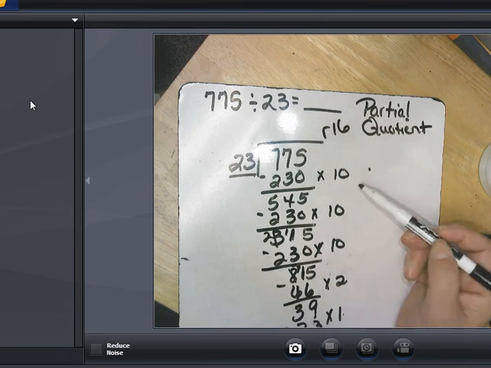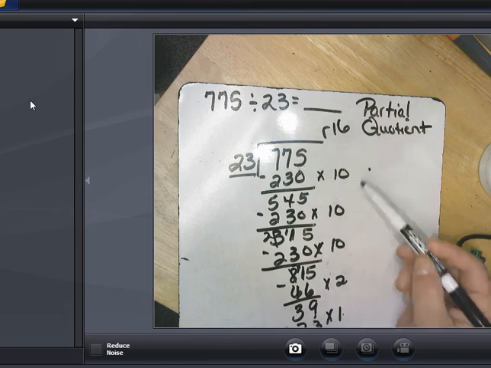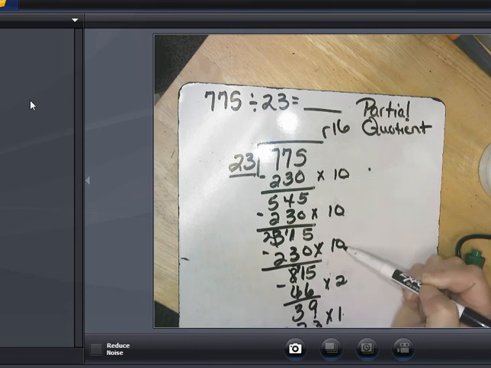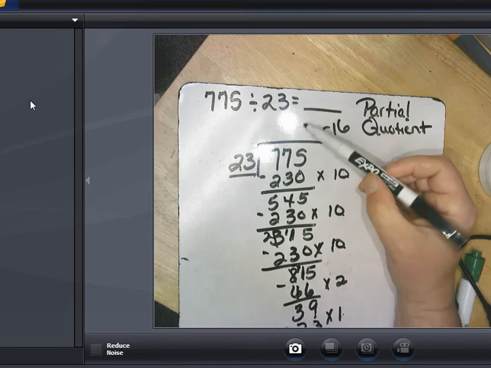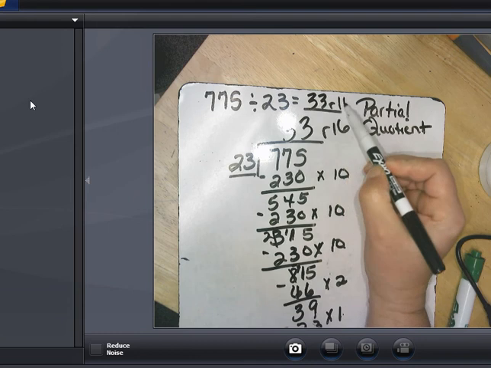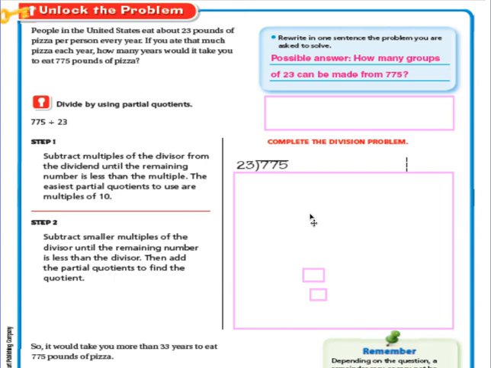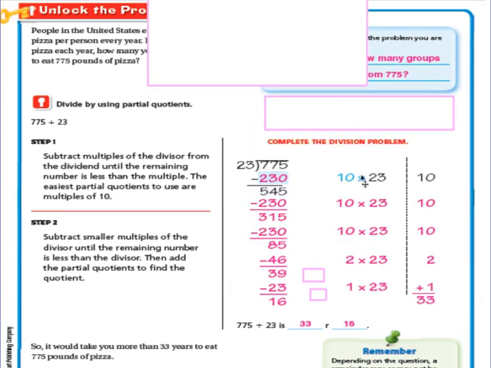But I also have to ask, how many times did I take 23 to get me down to 16? 10, 20, 30, 32, 33. So my answer is 33 remainder 16. All right, I hope you stopped the tape whenever you needed to and went through that. Let's go back to our worksheet and look at how they said to do it. They did times 10, times 10, times 2, times 1, just like we did. Got 33 remainder 16.